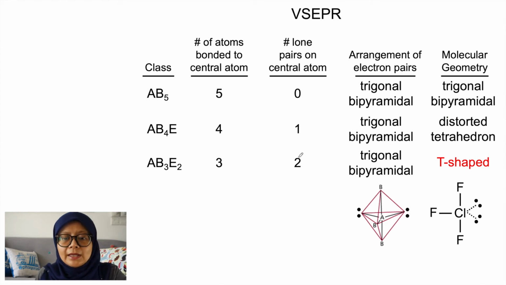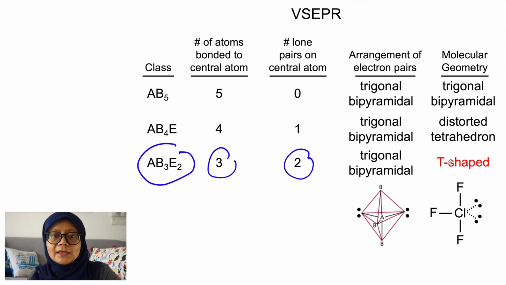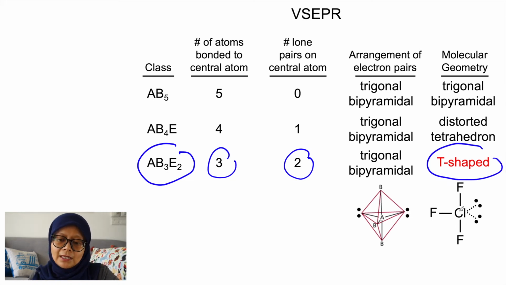Then if we have 2 lone pairs on the central atom and 3 atoms bonded to the central atom, with the class of AB3E2, it will become T-shape. For example, here we have ClF3. This is the ClF3 with the T-shape. Why? Because the shape here looks like a T-shape, with the 2 lone pairs at the central atom.